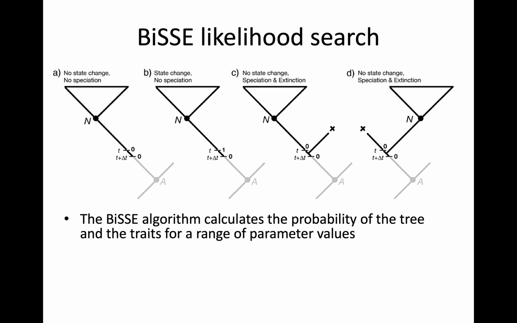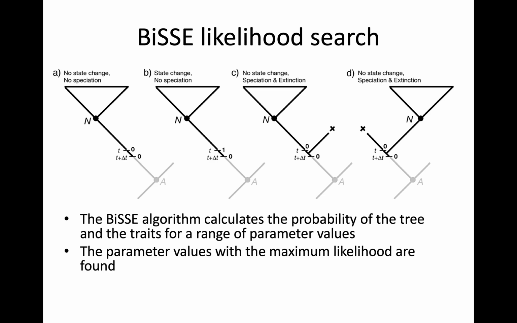So it has to do a great deal of combinatorics, traveling from the tips to the root, and in doing so, it explores a whole range of parameter values, including those values that maximize the likelihood. So here what we are looking for is to obtain maximum likelihood estimates of our parameter values.